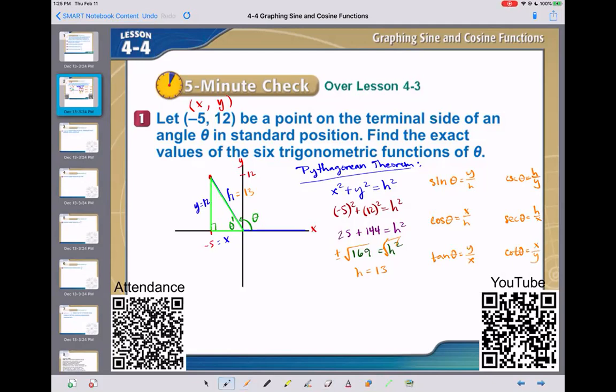So if we plug in our values here, y is 12, h is 13, x is -5, h is 13, y is 12, x is -5, h is 13, y is 12, h is 13, x is -5, and x is -5, y is 12. There would be your 6 answers.